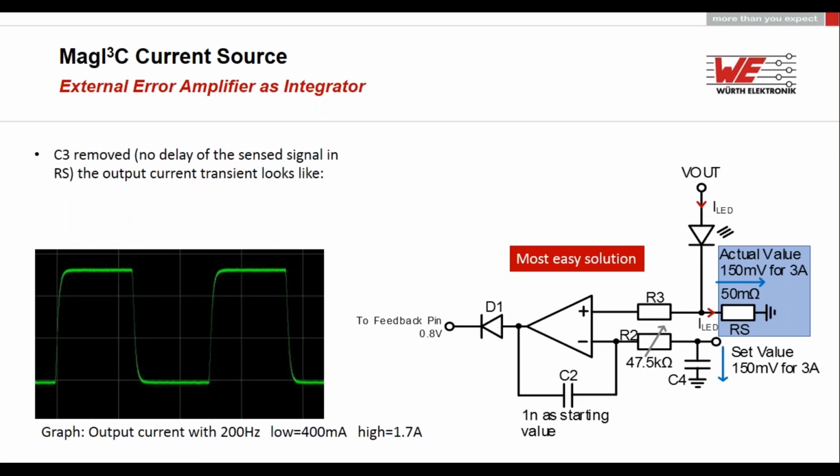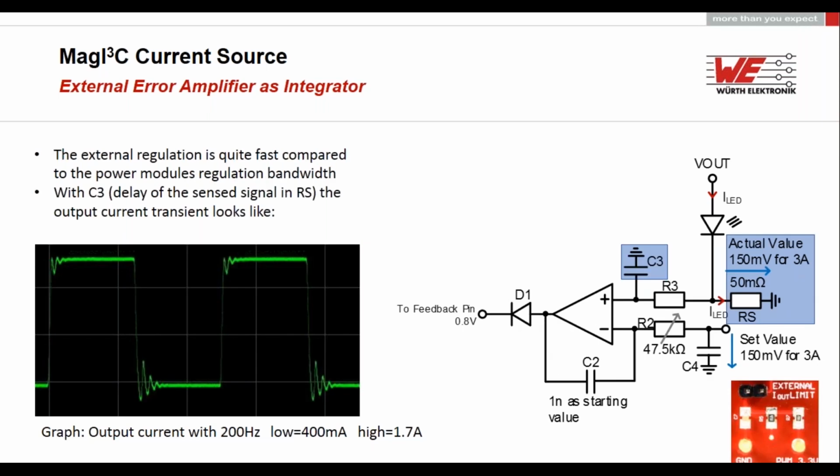So here also 1 nano as starting value. You can change it if you want. If you make the 1 nano smaller or higher, it will result directly in the transient response, the green graph. If you replace the 1 nano by a 470 pico, for example, you will see sharper edges after the rising edge and after the falling edge. If you decrease the capacitance value further, you will end up in starting oscillations like we saw on the last sheet.